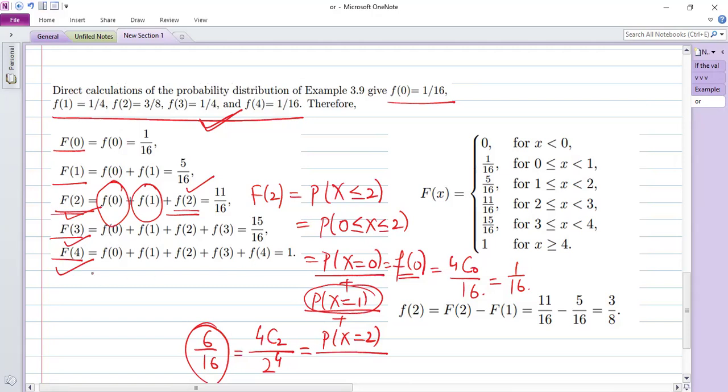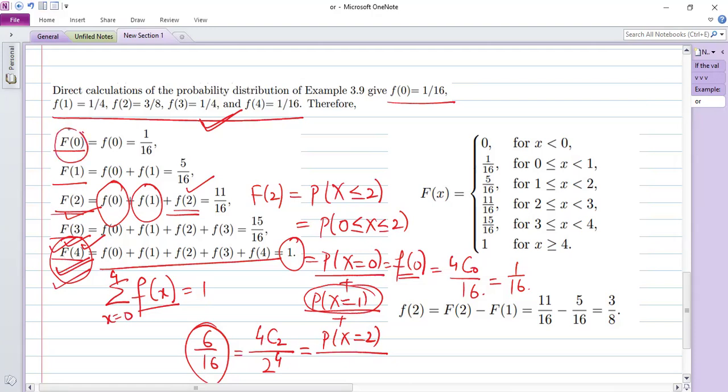And obviously, what will be the value of the CDF at the final point? The value of the CDF at the final point will be 1. Why? Because it is nothing but the sum of all the values of the PDF starting from the beginning up to the final value. Obviously, it will be 1.